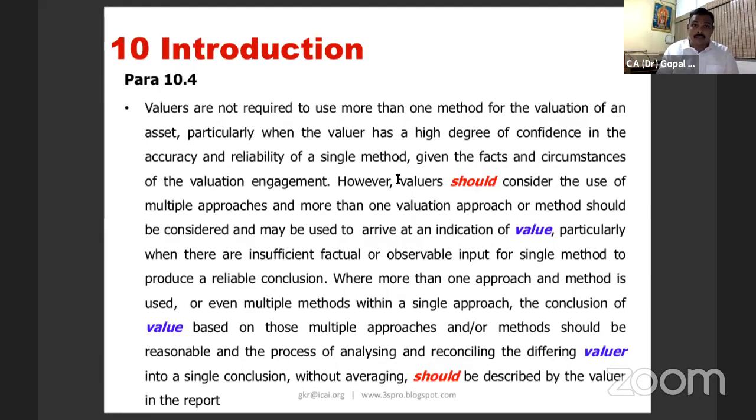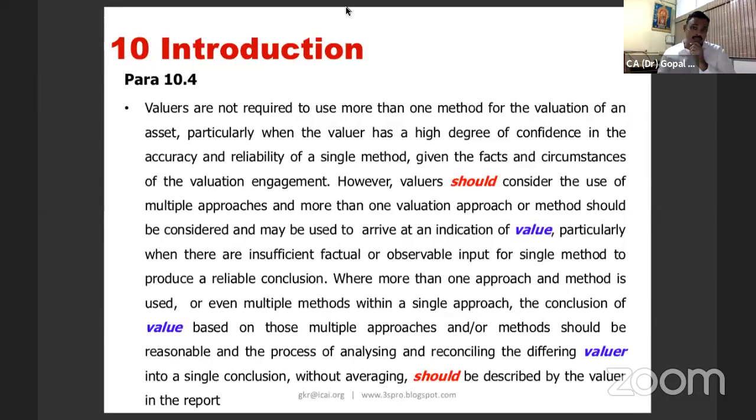Now, valuers are not required to use more than one method for the valuation of an asset, particularly when the valuer has a high degree of confidence in the accuracy and reliability of a single method, given the facts and circumstances of the valuation engagement.